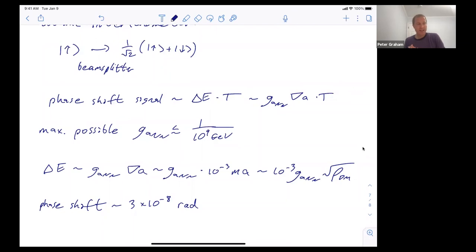Okay, great. And so then this would be how you look for it. For example, in an atom interferometer, or actually it's really the same signal. It's really the same thing you're looking for. If you're doing an atomic magnetometer, it really works very much the same way.